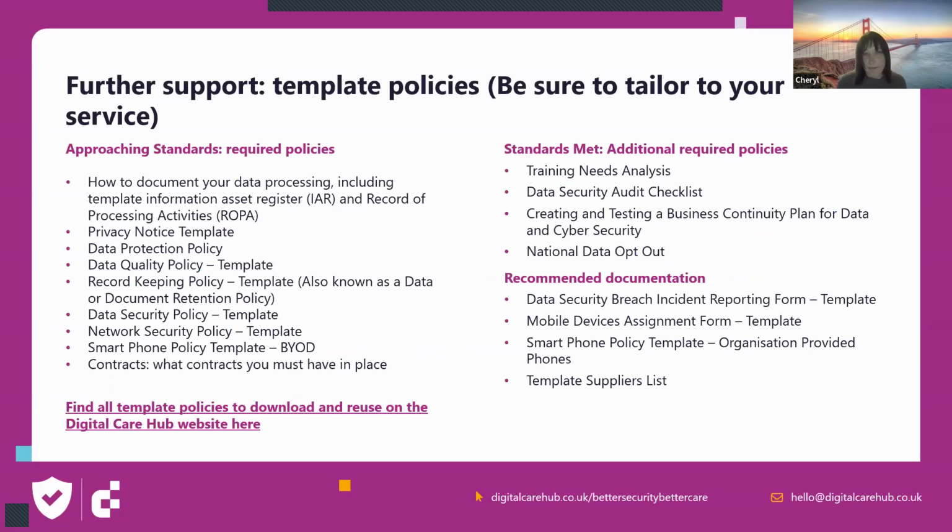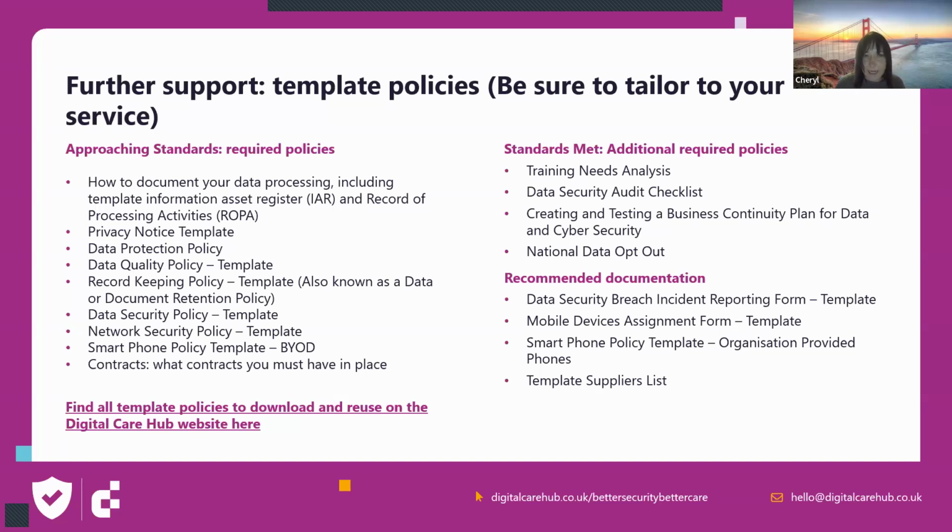Going through, as we mentioned, there are lots of templates for policies available if needed. So you'll see there some of the information you do need for Approaching Standards. So how to document your data processing, which sometimes takes a little time to get together: the information asset register and a record of processing activities. The teams are here to support if you need help with that, but there are templates available. You've got your privacy notice template, data protection policies, record keeping, and so on.